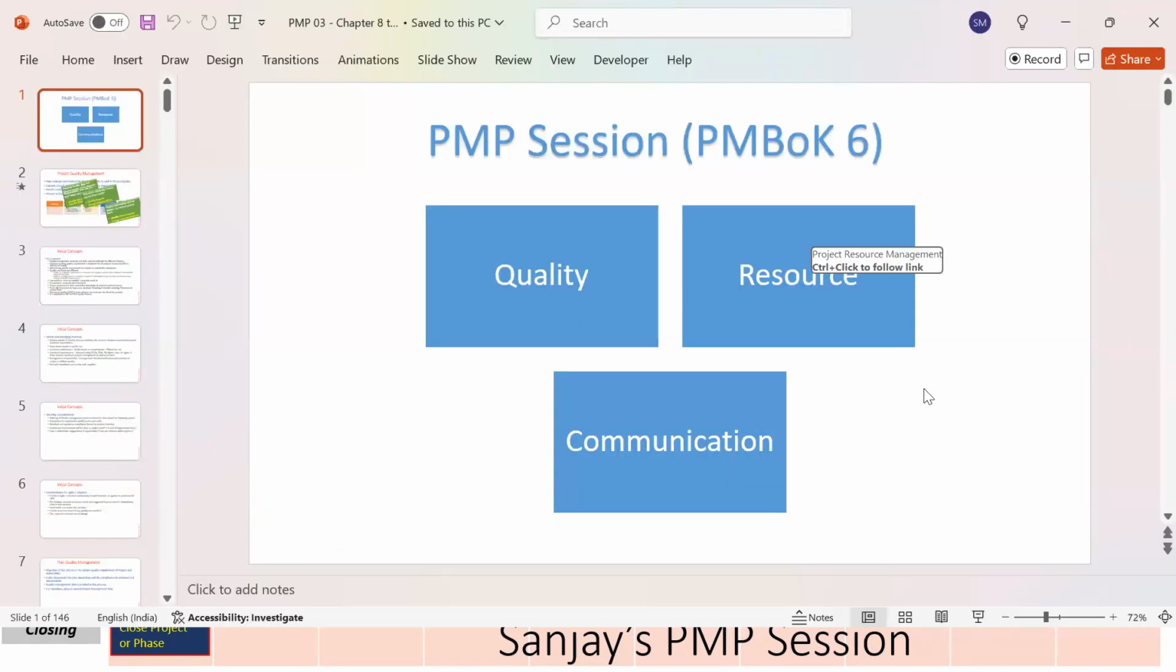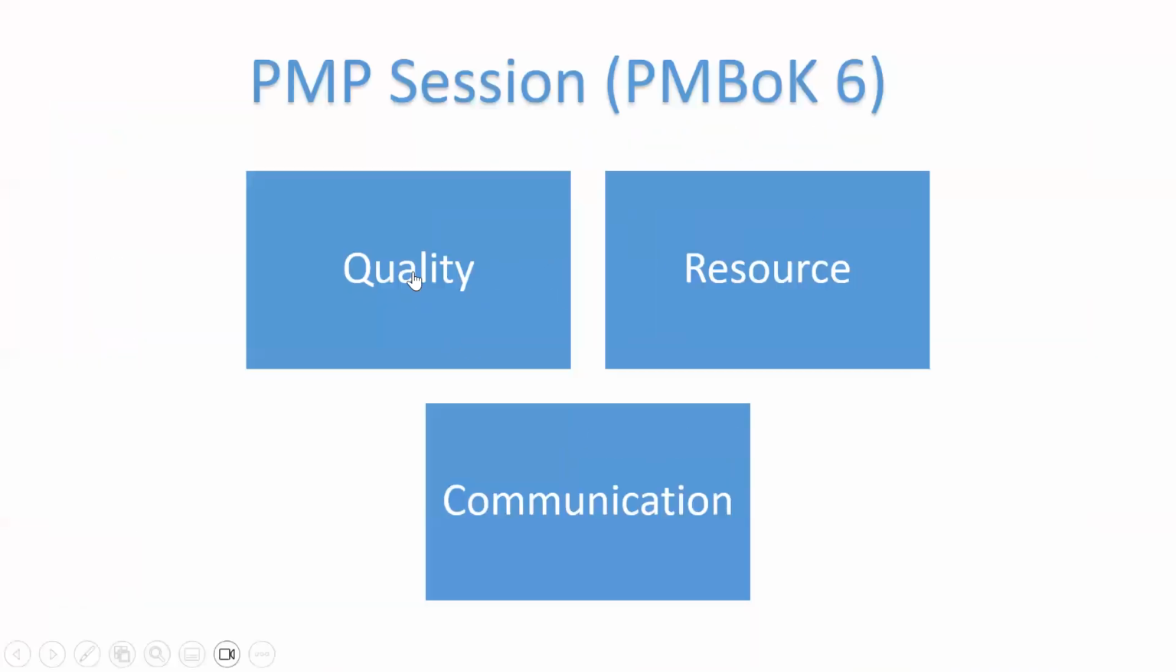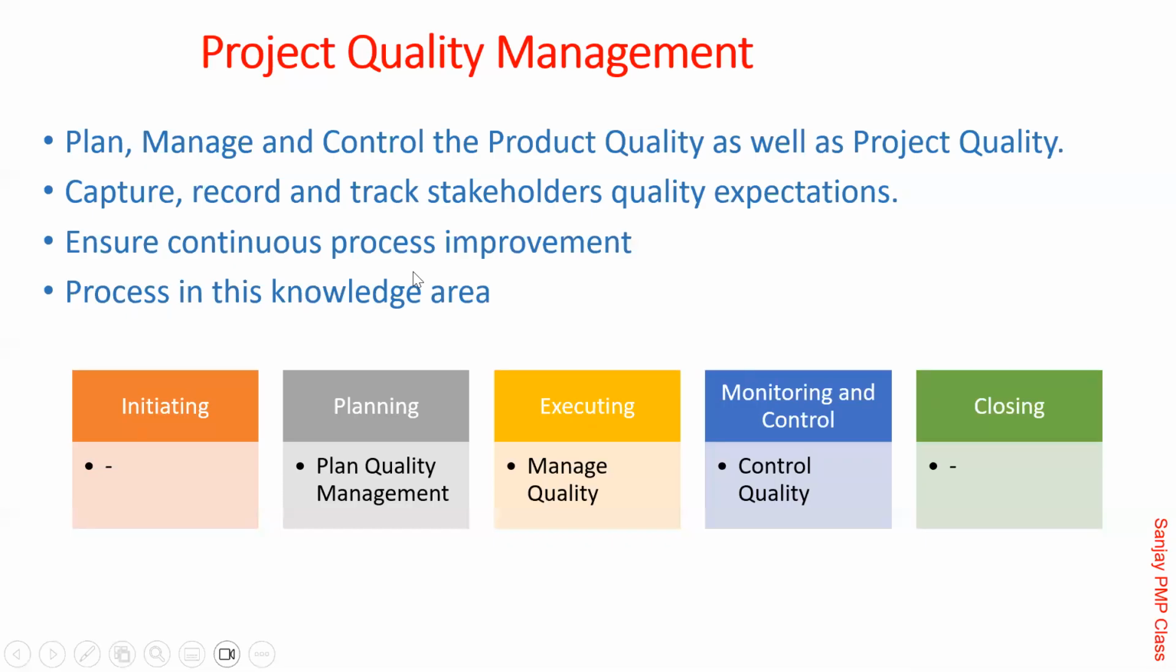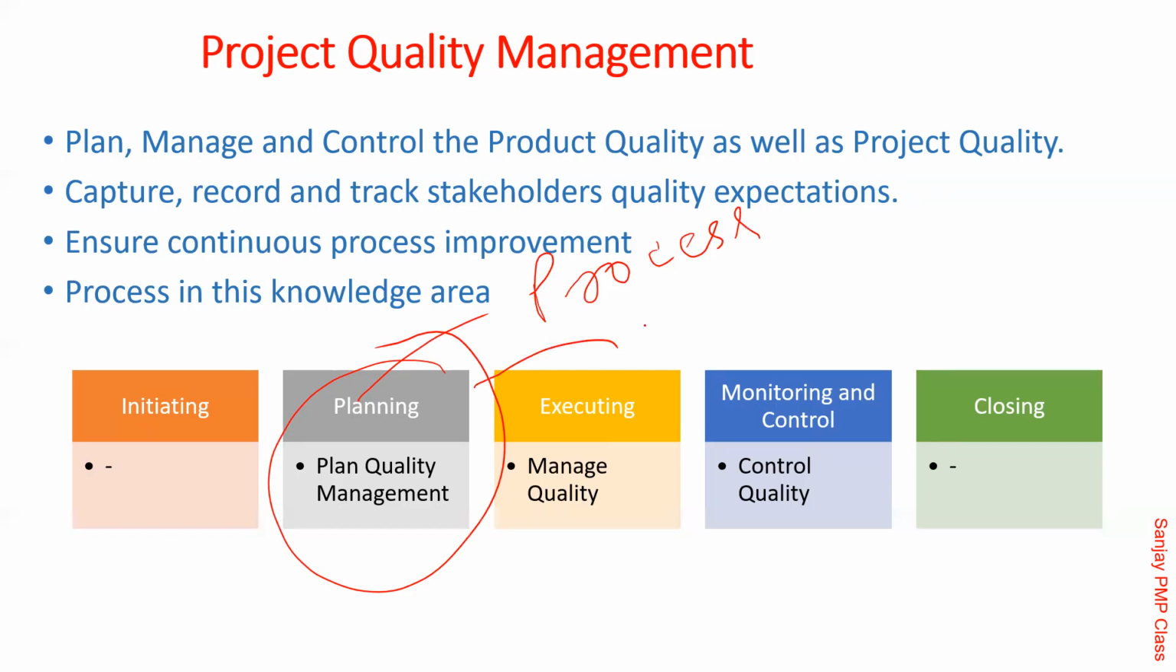Now coming back to our chapter, which was called quality. This we have already seen. In Plan Quality Management, you decide two things: what is going to be your strategy about your processes, and what is going to be your strategy about the product. Both things are covered in quality.